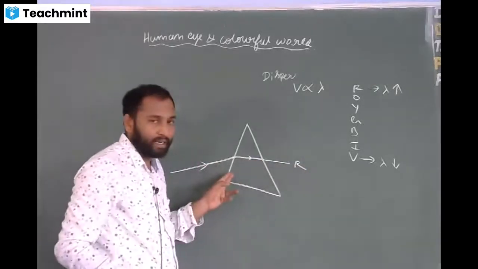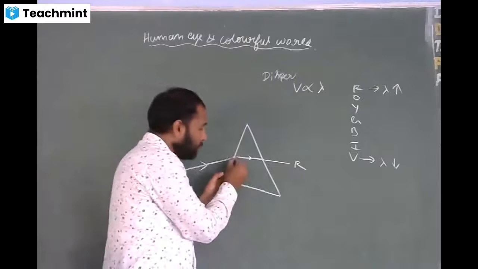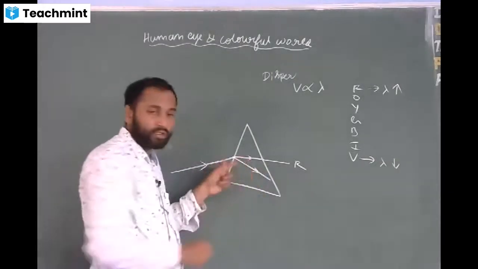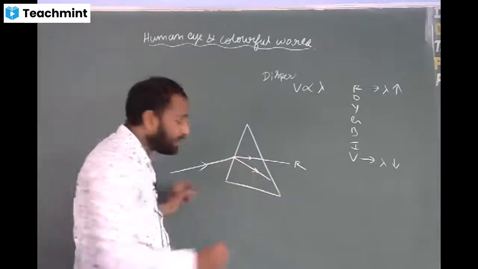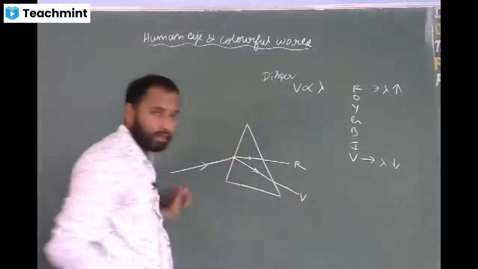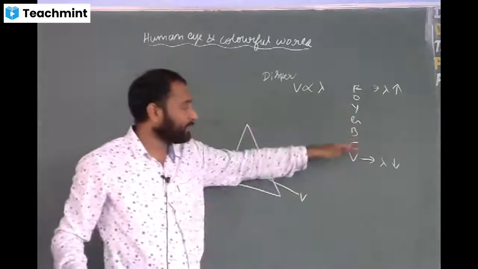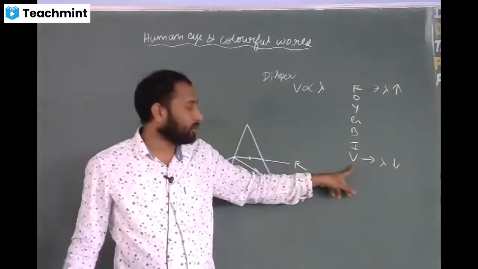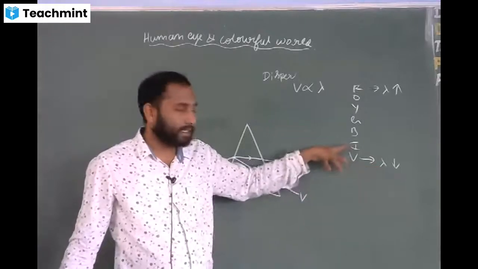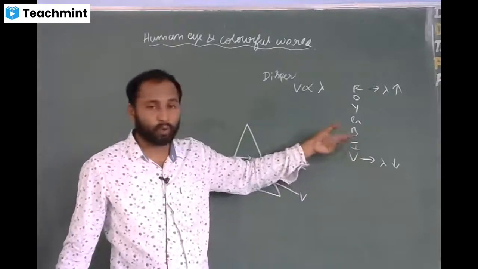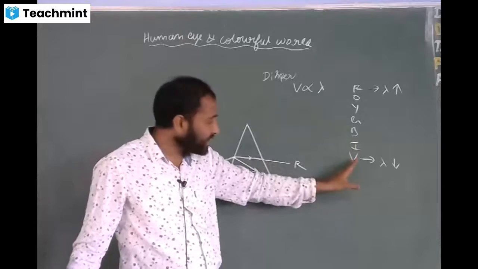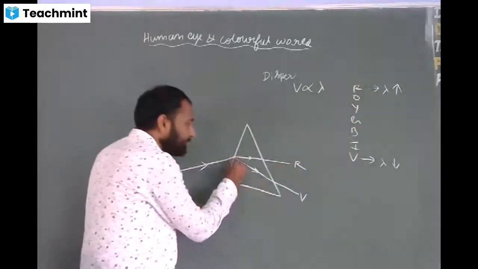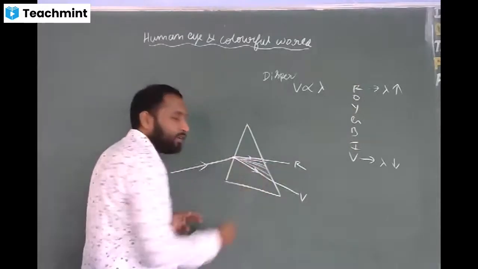Now as the speed of the violet color is less, what happens? It will bend more. That means red is least deviated and violet is most deviated. So this is violet, and all the remaining colors will be in between. Violet has the shortest wavelength, next is indigo, next is blue. Wavelength increases from violet to red, and the speed of different colored light will vary accordingly.